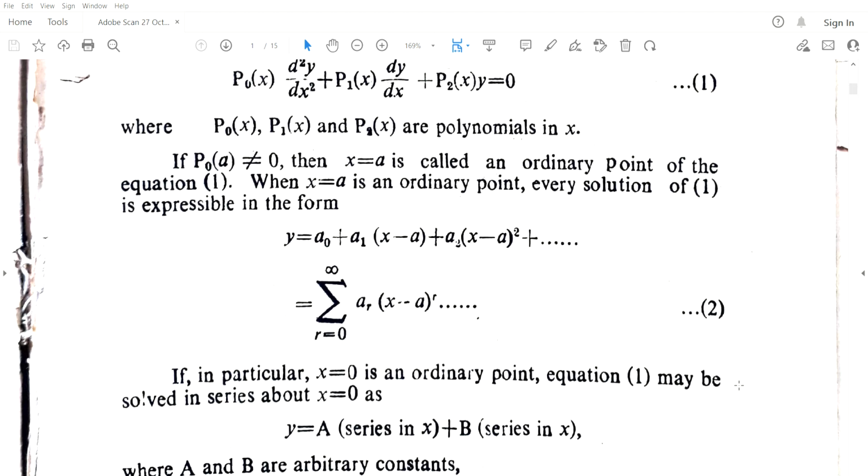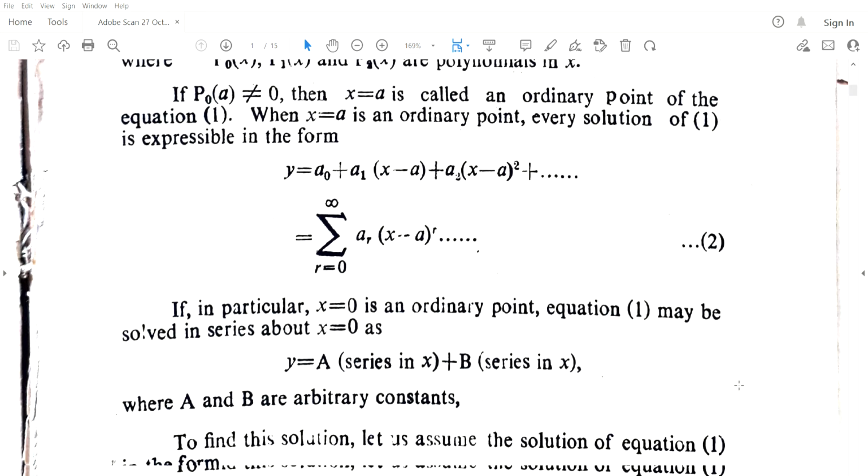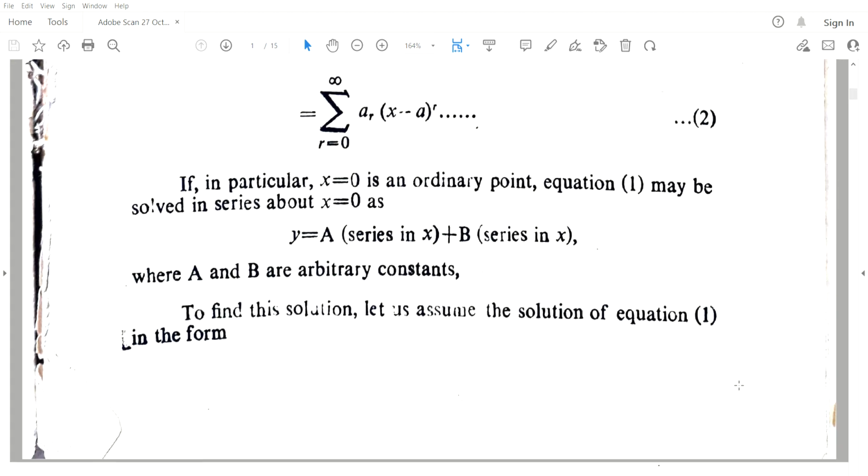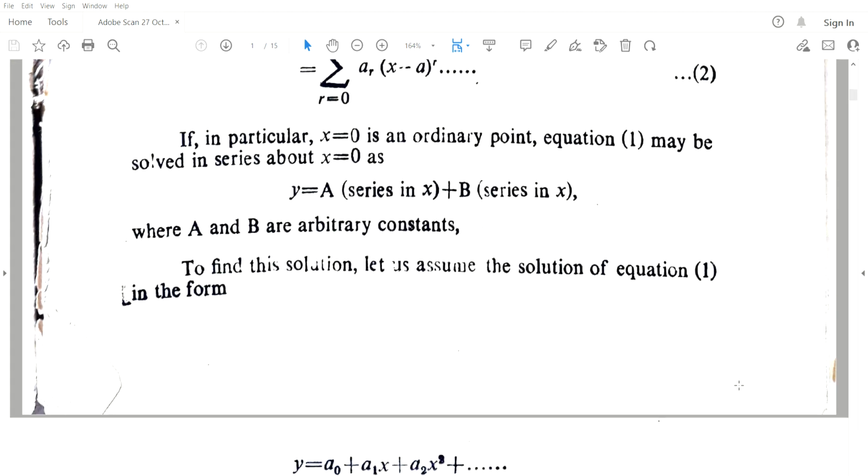Now, x is equal to 0, say a is equal to 0. Then what will be the solution? The solution will be ar x to the power r. And the solution may be written as y is equal to, there will be two constants, a into some series of x plus b into some series of x, where a and b are arbitrary constants.